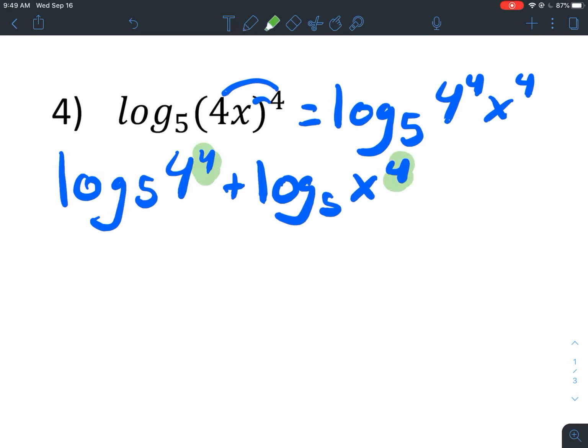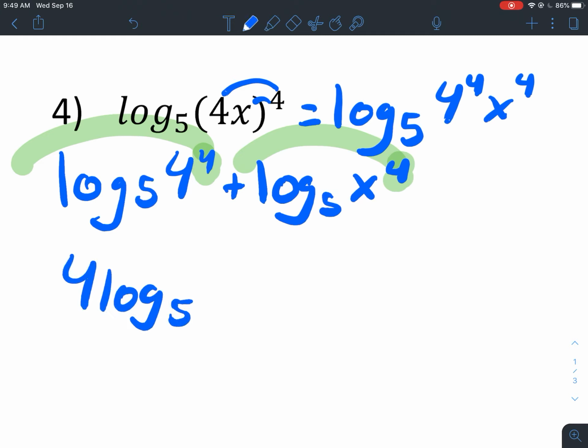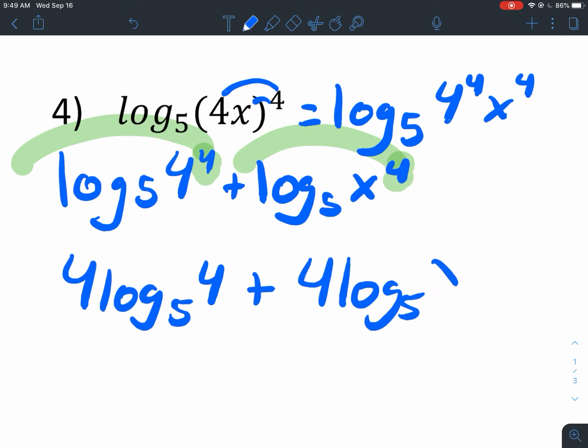Then we can also pull these powers out in front. So we get 4 log base 5 of 4 plus 4 log base 5 of x. Looking here, there's nothing I can reduce. There's nothing I can simplify, right? 5 to the power of what gives you 4? Nothing nice. 4 is not a power of 5. So we're done.